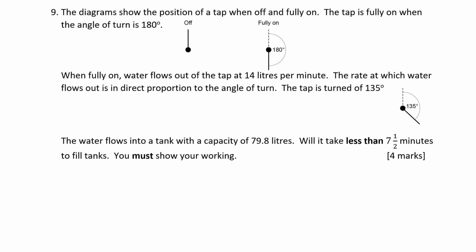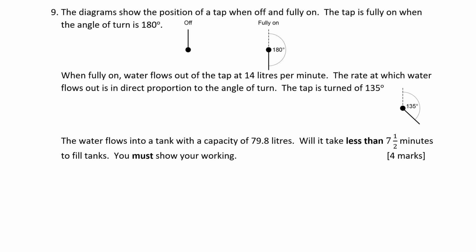15.5. Question 9. The diagram shows the position of a tap when off and fully on. The tap is fully on when the angle of turn is 180 degrees. So when it's pointing up, it's off, and when you turn it around to face downwards, it is fully on. When fully on, water flows out of the tap at 14 litres per minute. The rate at which water flows out is in direct proportion to the angle of turn. The tap is turned to 135 degrees and water flows into a tank with a capacity of 79.8 litres. Will it take less than 7.5 minutes to fill the tank? You must show your working.